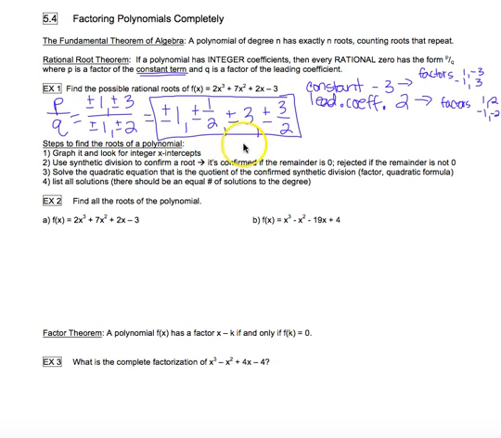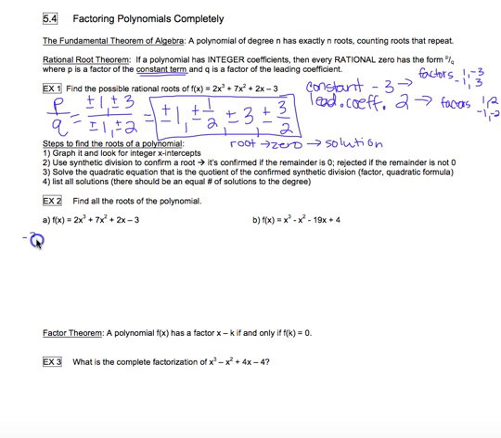Remember also that roots, zeros, and solutions all mean the same thing. So when you see that interchanged vocabulary, keep in mind that they all mean the same thing. So I'm just going to start with the -3 because it was the furthest on the left.